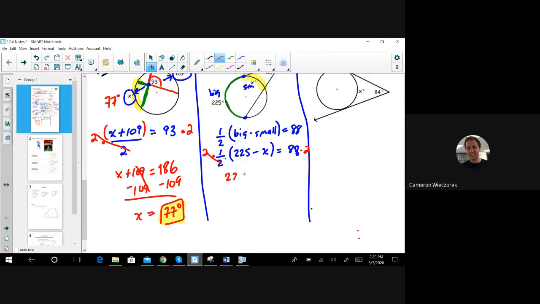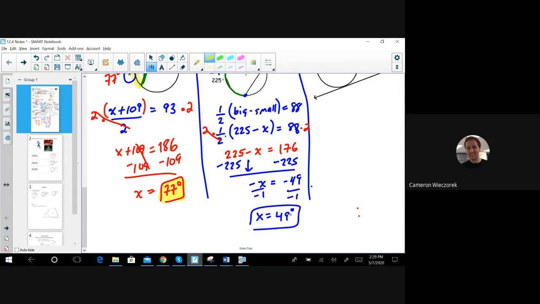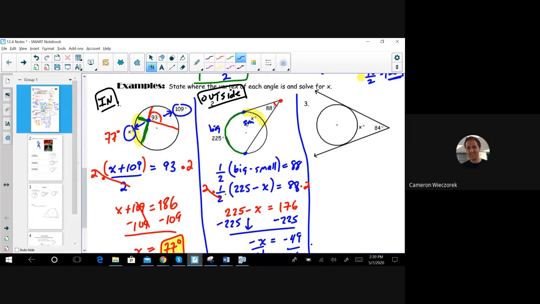So I get 225 minus x equals 176. I'm going to subtract 225 from both sides. So negative x, remember to carry down that negative sign, is going to be negative 49, which means if you divide by negative 1, that missing arc measure ends up being 49 degrees. So this missing arc in the circle is 49.